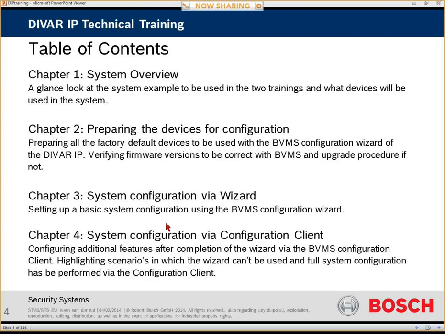Then we have a second chapter where we're preparing all the devices for configuration to be used inside the configuration wizard of the Divar IP. The third chapter is where we'll be doing a basic system configuration via the wizard, and finally the system configuration, basically an advanced part via the configuration client, where we can configure any additional features that are not covered by the BVMS configuration wizard itself. And this is for our first part.